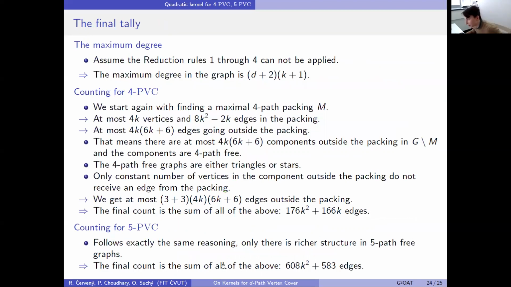Okay. And again, as before, let's do the final counting. The sole purpose of the reduction rules 1 through 4 was to bound the maximal degree in the graph.